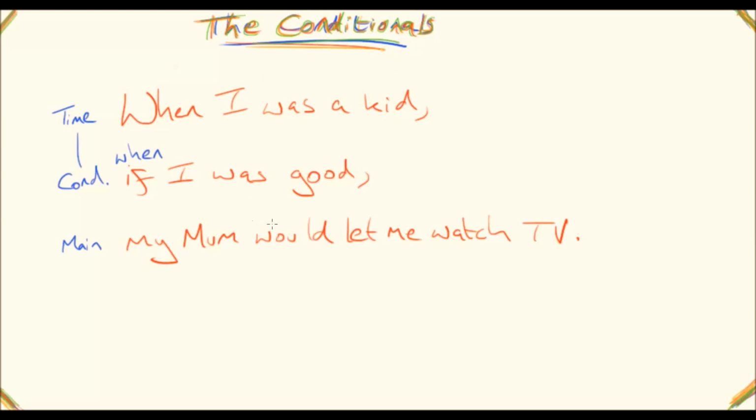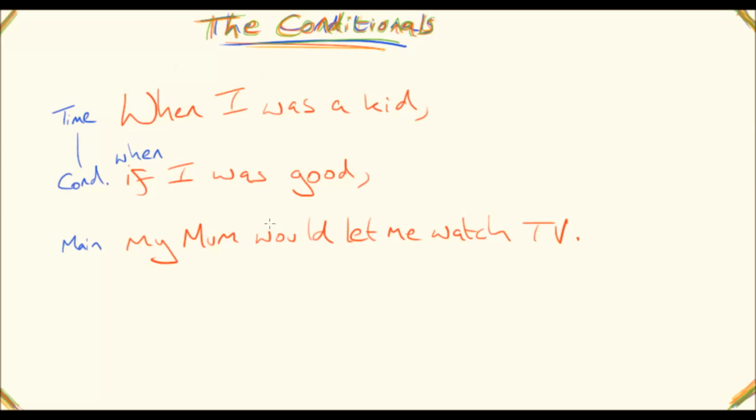Moving on to the main sentence, this is again where things get a little bit tricky. My mum would let me watch TV. Now we've seen the word would again and again and again, and we know that modal verb is for unreal conditionals, right? But here I need you to remember what we learnt in lesson number one. Why are modal verbs called modal verbs? They're called modal verbs because they have at least two modes, at least two functions. They can do at least two things.